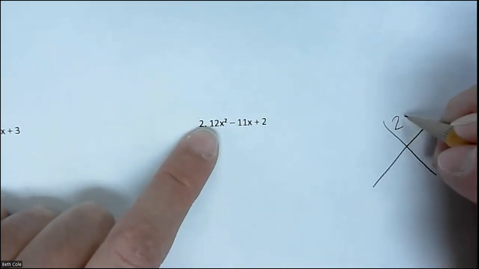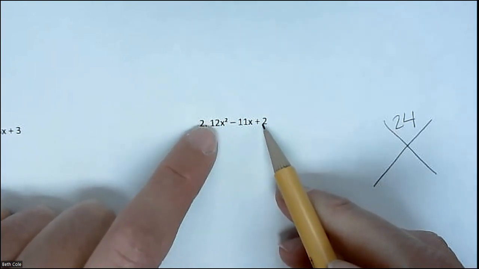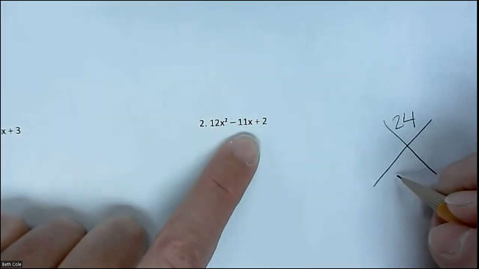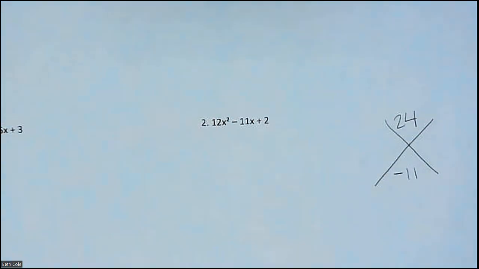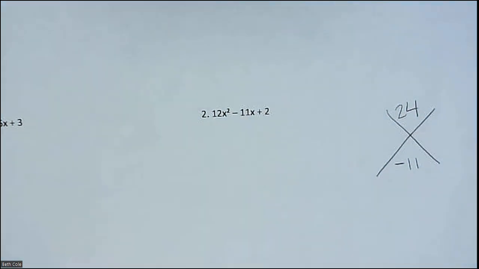Good, perfect. How did you get 24? Because that's totally correct. It's 12 times 2. All right, negative 11 still goes on the bottom like usual. All right, so you just multiply these, that goes on the top. Negative 11 goes on the bottom.